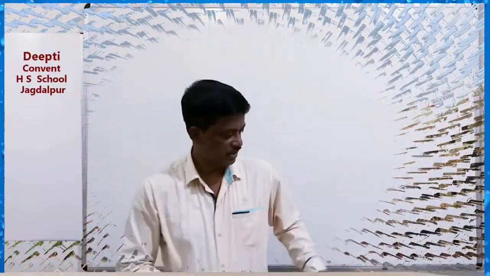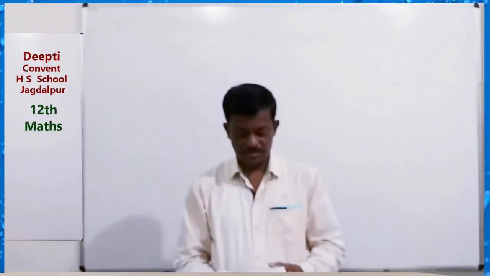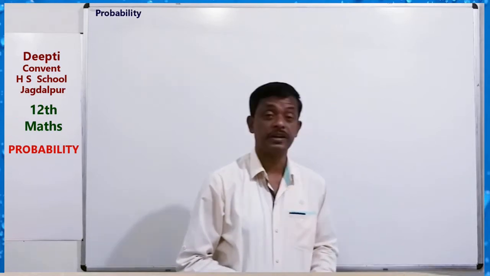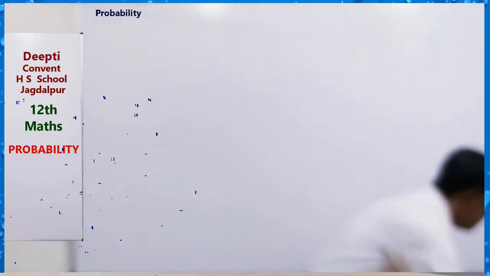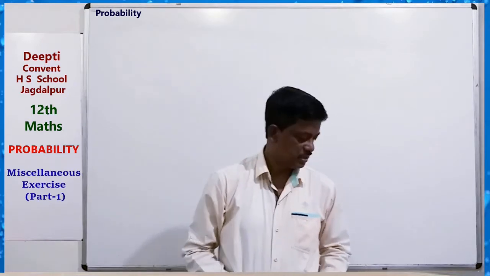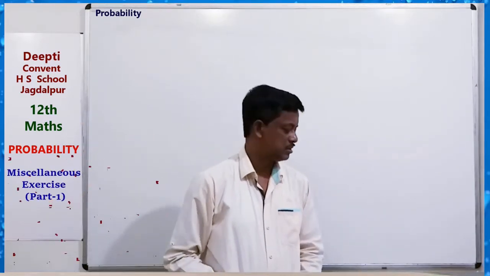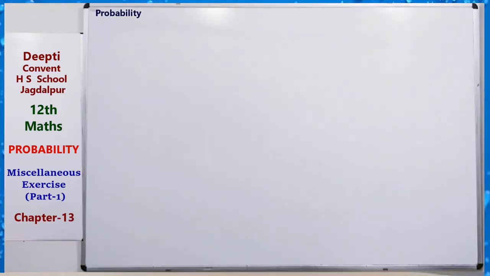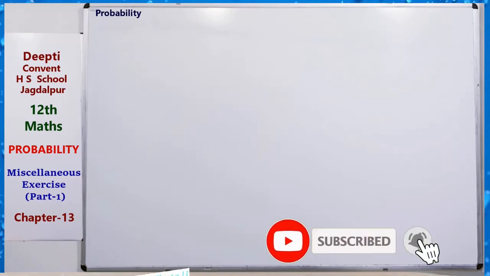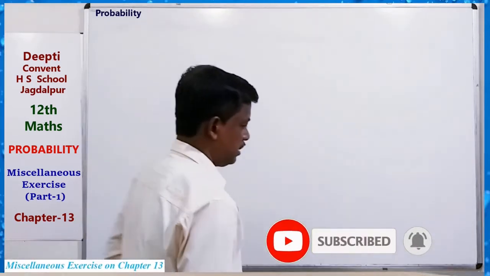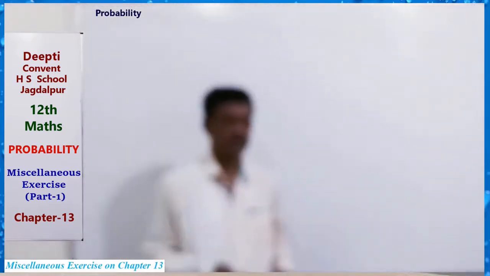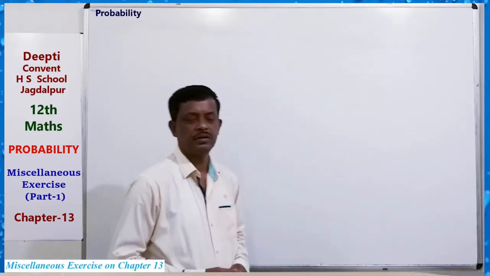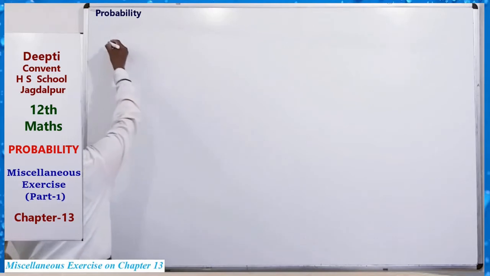Hello dear students, today I am discussing the miscellaneous exercise on chapter 13, that is probability. There are different types of questions using different formulas. Some of the questions are in our syllabus this year, so I am considering only the conditional probability formulas and Bayes theorem formulas, and on the basis of those formulas some questions are given in this exercise. We will solve all those questions.